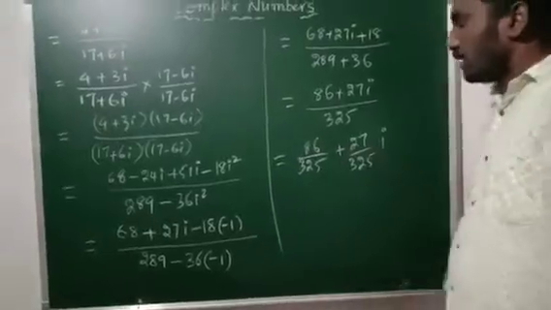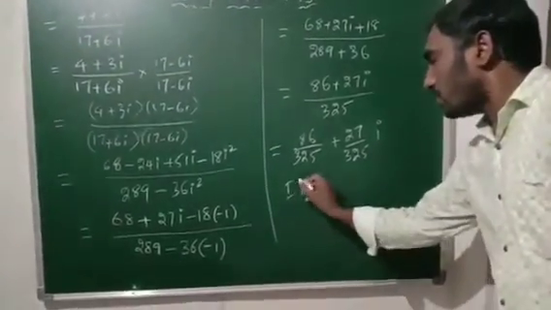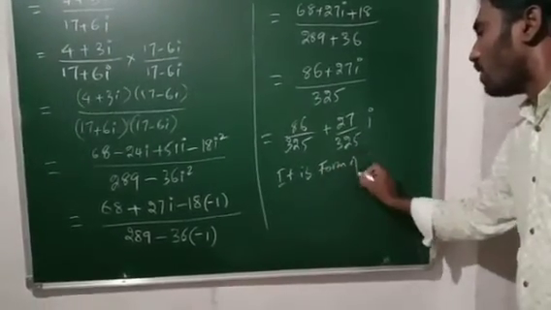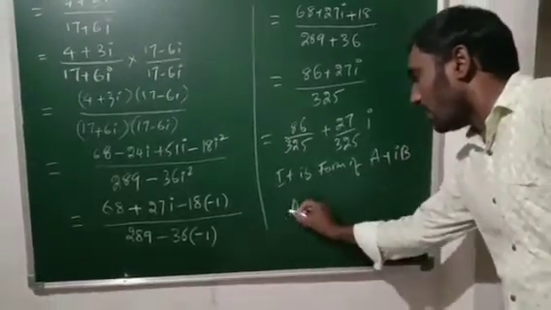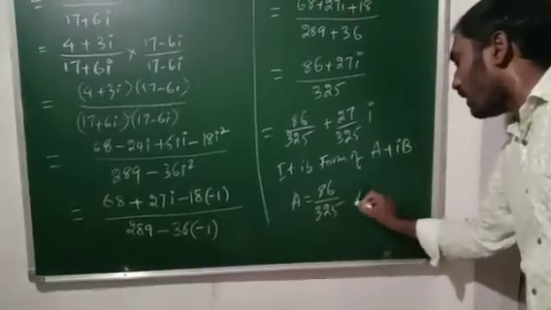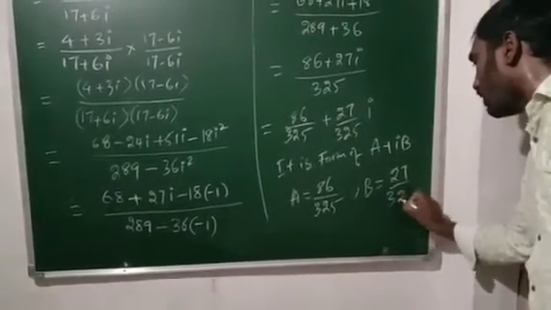So now it is in the form of a + ib. Here a equals 86/325 and b equals 27/325.